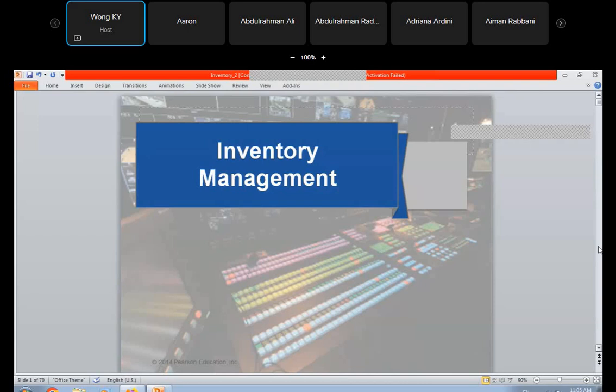And I believe all of you know what inventory is, right? Inventory is something that we keep or that we store. So anything that a factory is keeping or holding or storing is called inventory.